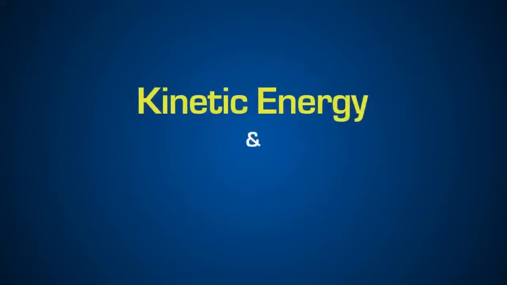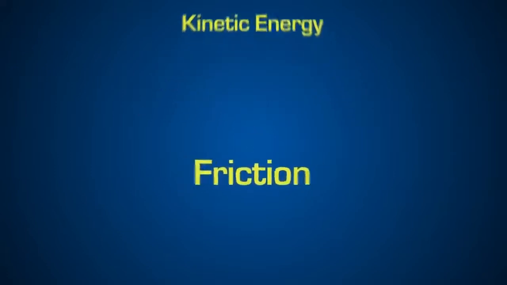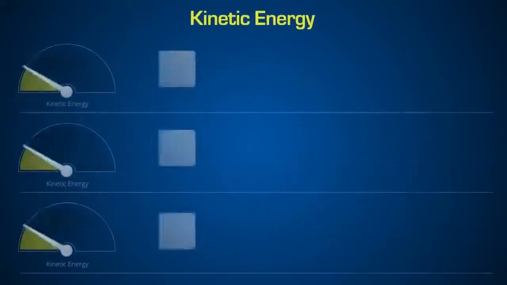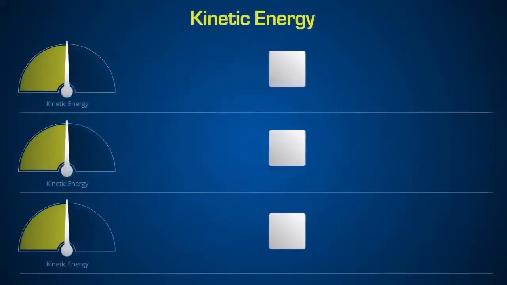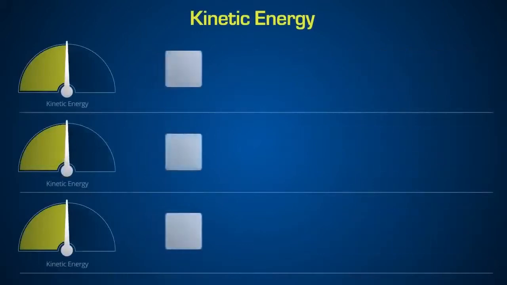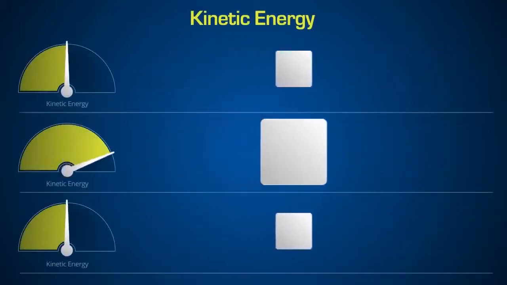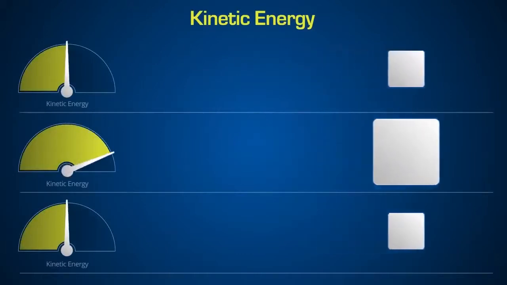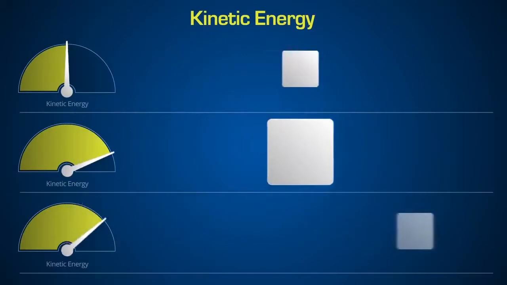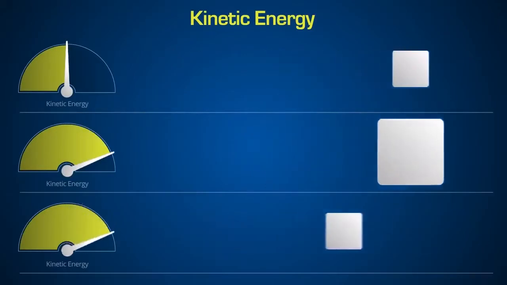Let's start by understanding two important braking concepts: kinetic energy and friction. Kinetic energy is the energy possessed by an object in motion. Take for example these moving blocks. Their speed and weight combined give them kinetic energy. A heavier block will possess greater kinetic energy. Similarly, a faster moving block will also possess greater kinetic energy.